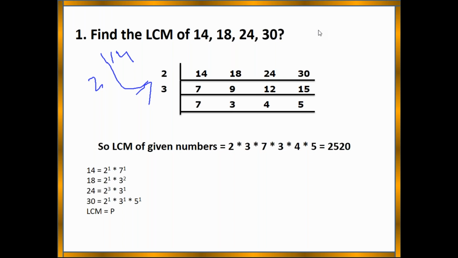And 30. Smaller numbers, better to go for the factorization method. 30 is 6 into 5, and 6 is nothing but 2 into 3. So 2 into 3 into 5, that is 2 power 1 into 3 power 1 into 5 power 1.